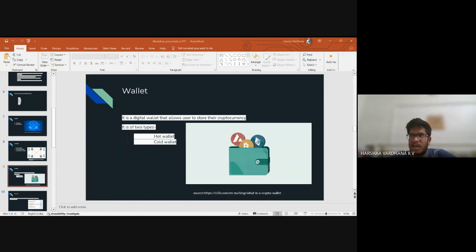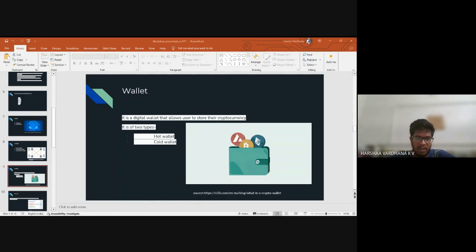However, there's one disadvantage related to hot wallets, which is a higher risk of hacking. It's not wise to save your card details or your bank details on such wallets, because there's a high probability of it getting hacked, or of unauthorized access to your wallet. So now, moving forward, we have something called a cold wallet.